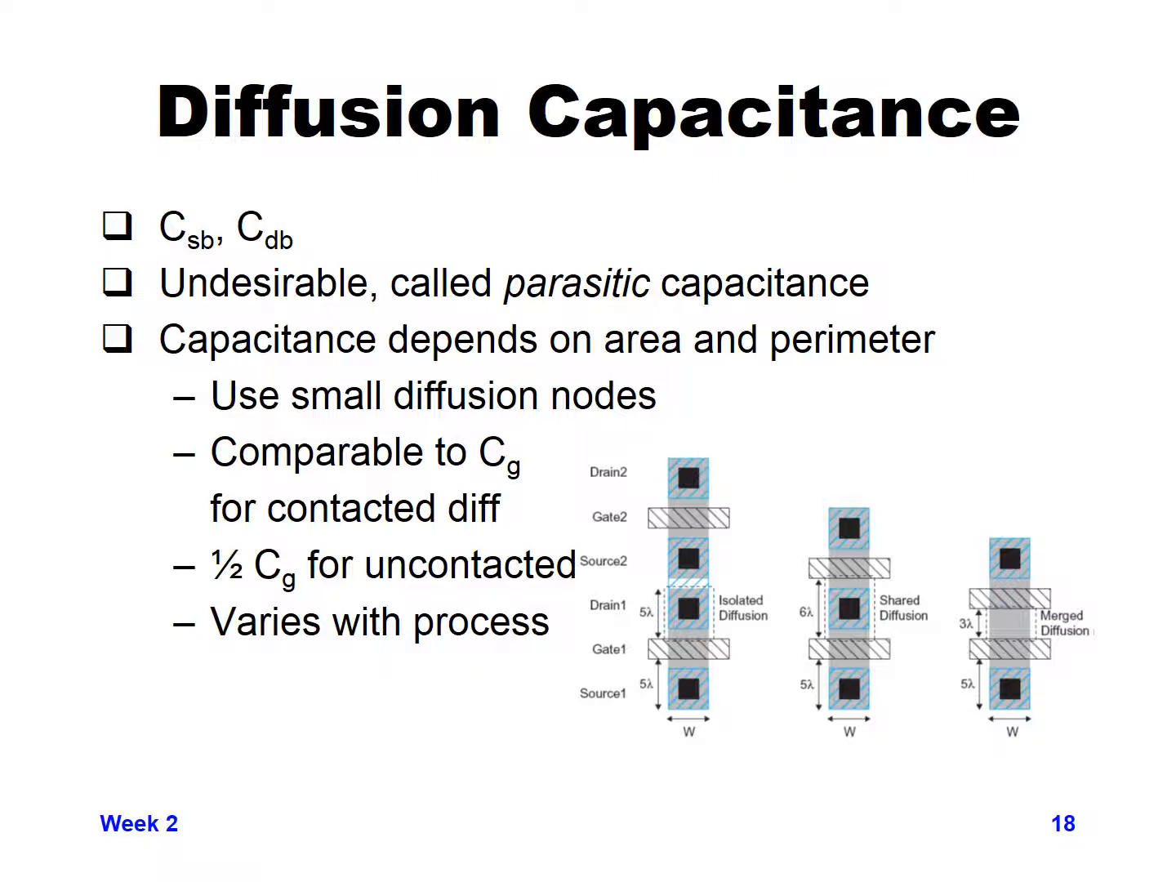One thing to note is, obviously, this varies a lot by process technology and also from one manufacturer to another, depending on how deep their drain and source diffusion layers go and how much carrier concentration is in them. That can make your capacitance vary.